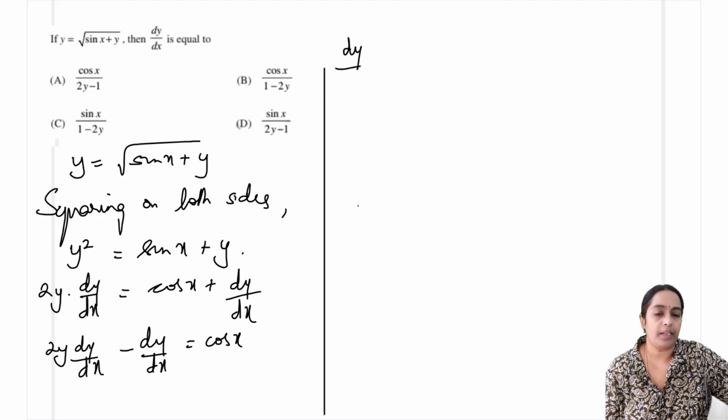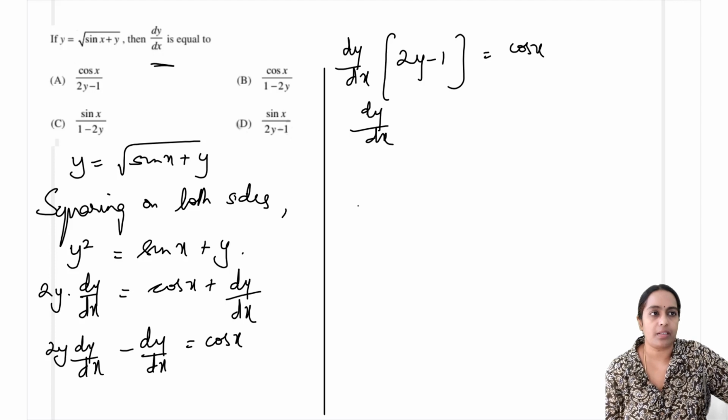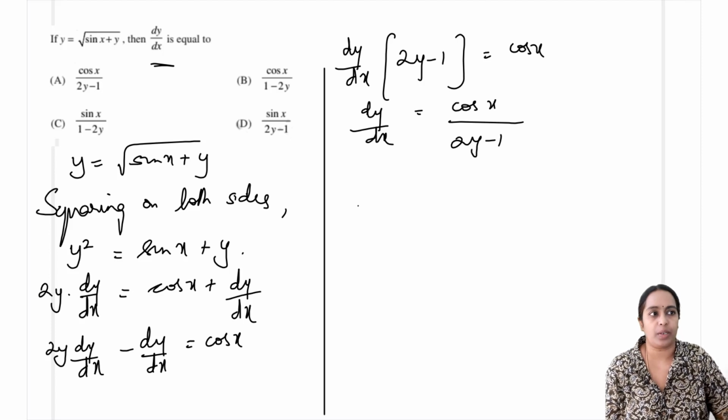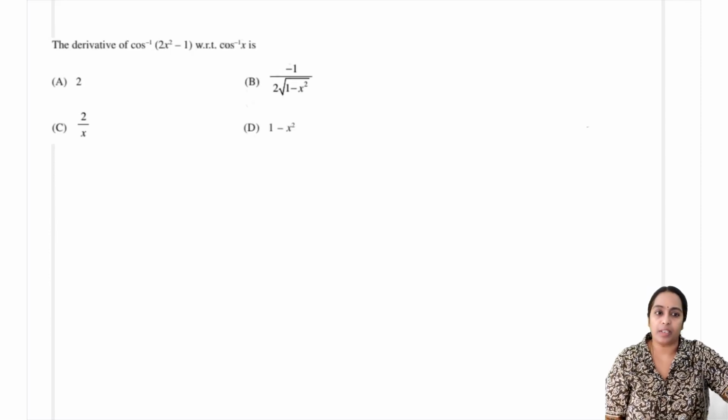So dy by dx is common, taken out. So 2y minus 1 equals cos x. My dy, because the question asked is dy by dx. So dy by dx is cos x divided by 2y minus 1. So it is option A. Option A is the correct answer. Moving on to the next question.